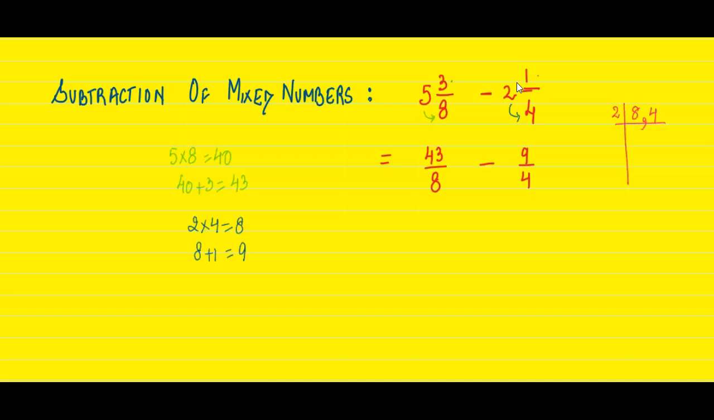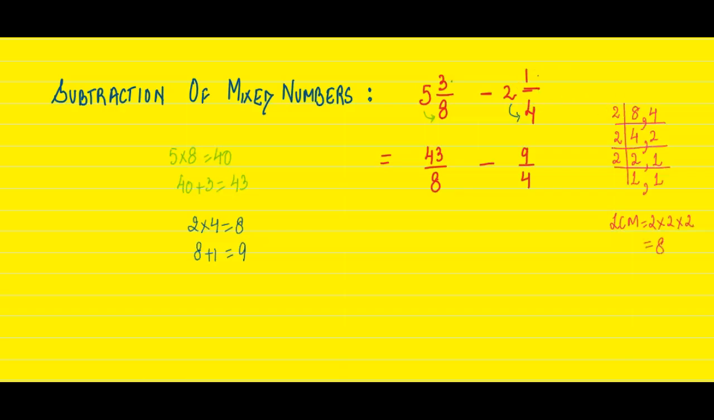So 8 divided by 2 is 4. 4 divided by 2 is 2. Again they are even, so we will divide by 2. 4 divided by 2 is 2. 2 divided by 2 is 1. And again we will take out 2 and we will get this. So the LCM will be 2 times 2 times 2, which is 8.